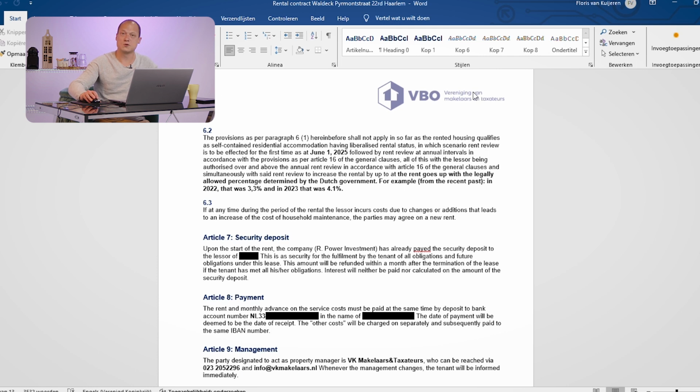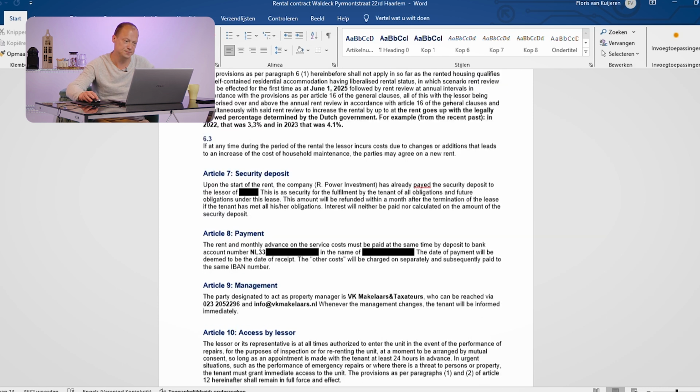Of course, Article 7, there's a security deposit. In most cases, you see it's like 2 months, but maybe there are pets, or maybe you want a bit more security and you have agreed upon 4 months of deposit.